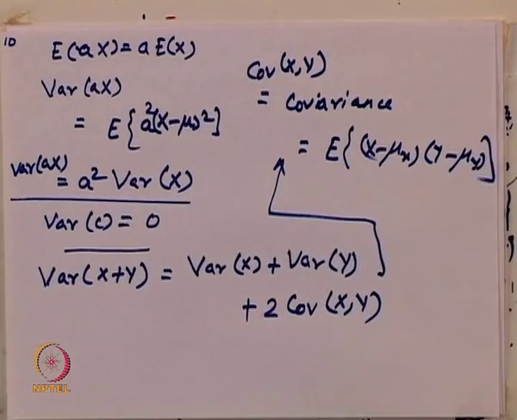We will stop here for today, and in the next class we will briefly discuss covariance, and then we will start discussing 3 important random variables which are relevant to statistics.